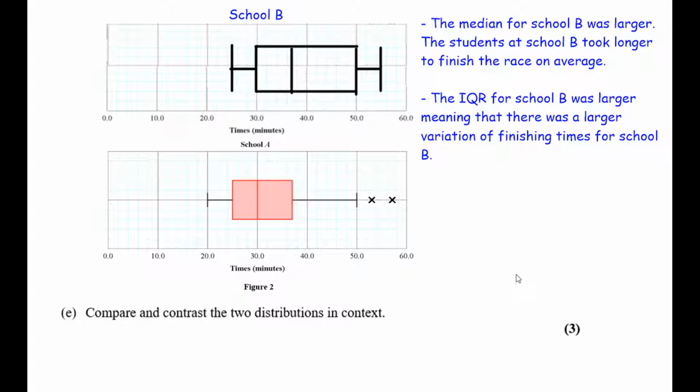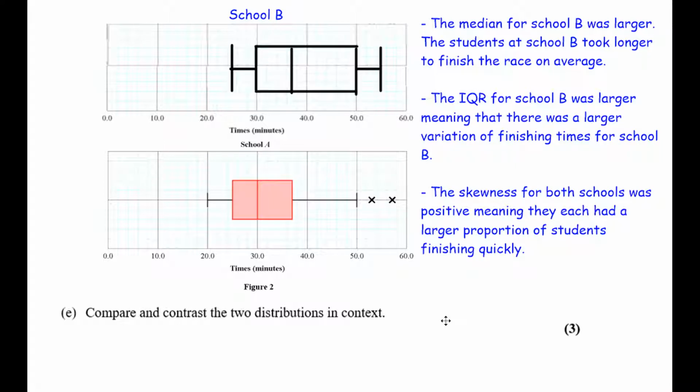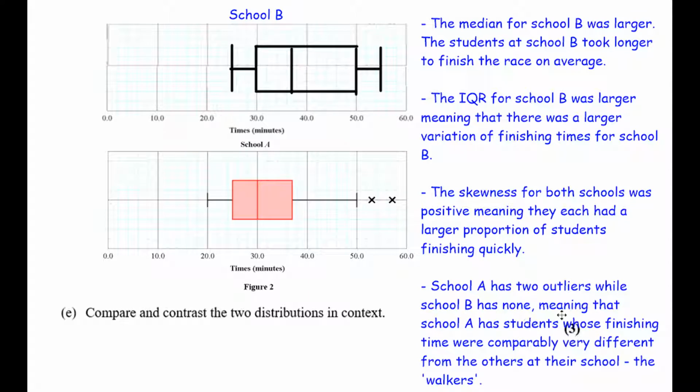Two more things that I can think of to make comparisons on. We still have the skewness to talk about. And if we have a look, actually both of them have positive skew. And finally, the fact that school A has outliers while school B does not. Okay, and those are the four comparisons.